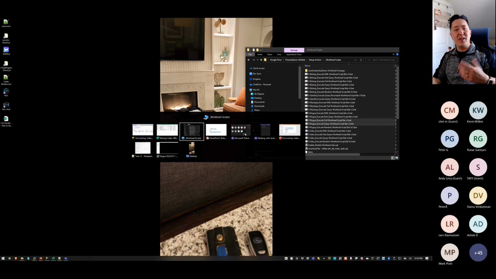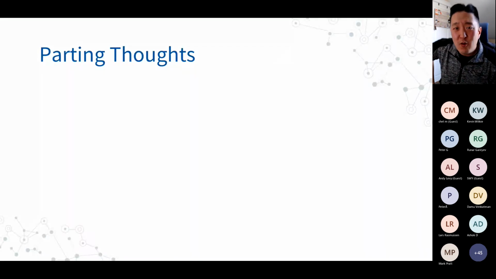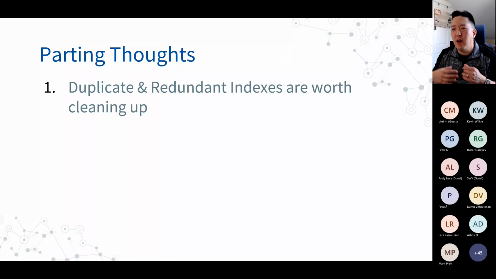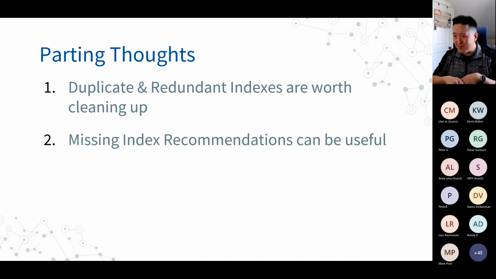Okay, back to the slides. Let's take this on home. So I hope over the last 50, 55 minutes or so that I've been able to give you a better sense that duplicate and redundant indexes are worth cleaning up over time. I won't do this every week. That takes way too much time, but I'll typically do this once a quarter or once with every single major release of a given application.